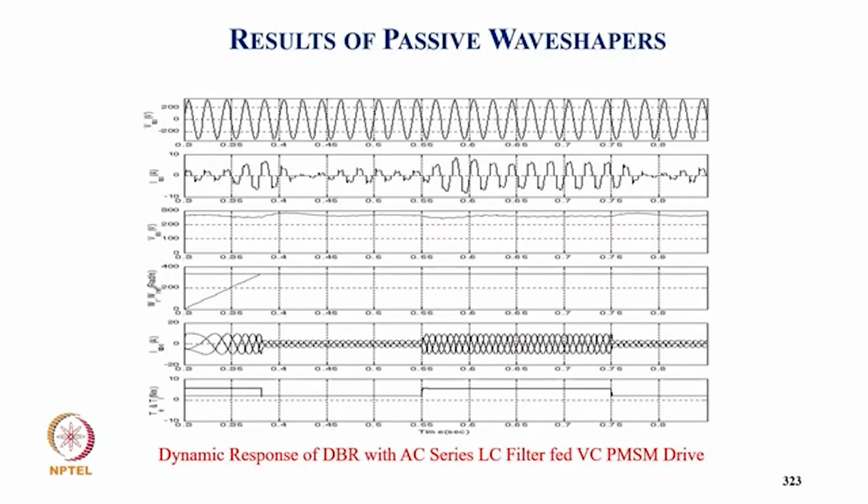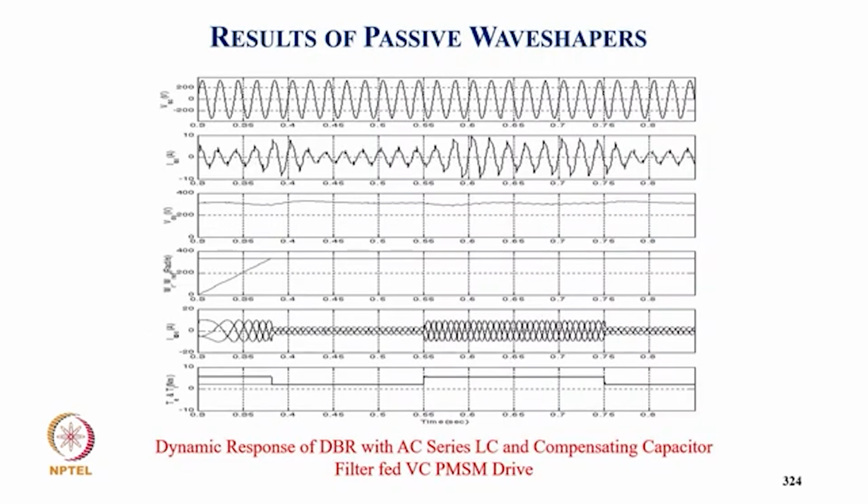And this is the response with the AC series filter with vector control induction motor drive. You can see the supply current during starting, steady state operation and load application and removal. And this is the response with AC series LC and compensating capacitor fed, how the supply current is improved during starting, steady state operation, application of load, removal of load.